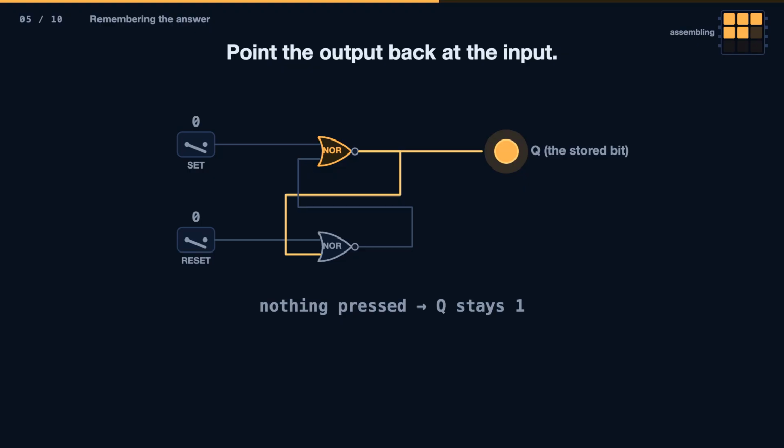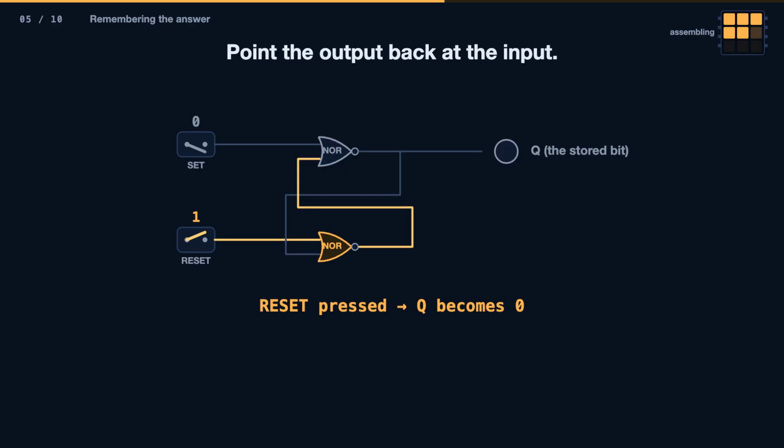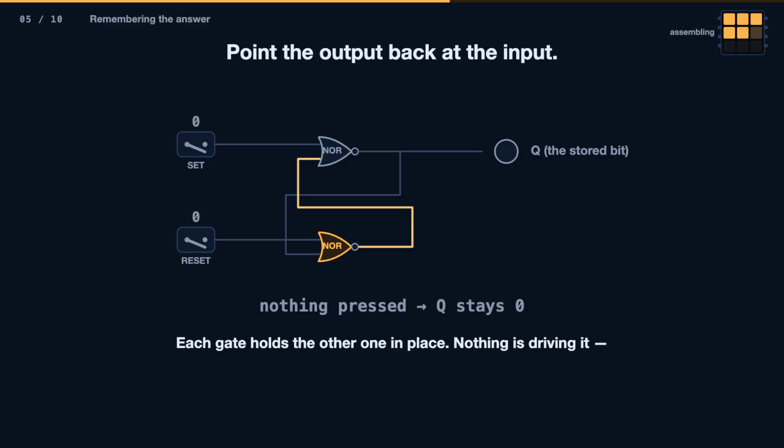Press SET and the output goes high. Now let go of it. It stays high. Nothing is driving it anymore. Each gate is holding the other one in place. The loop itself is the memory. Press reset and it flips back to 0 and stays there. That is a latch. 1 bit remembered.